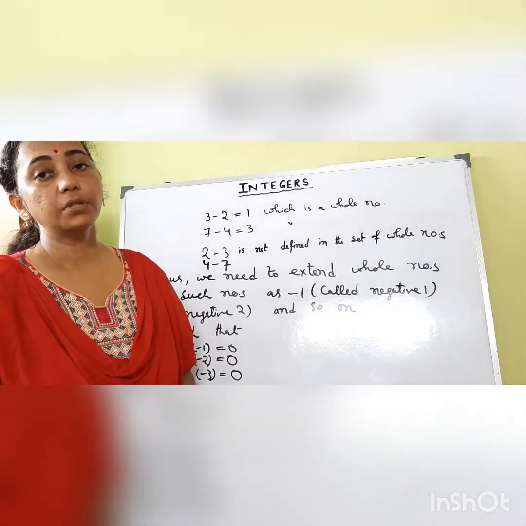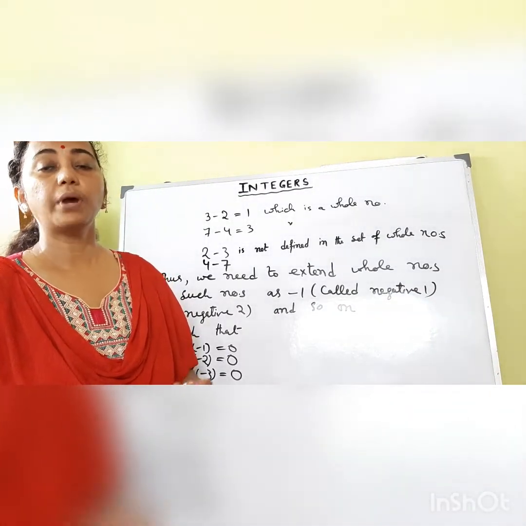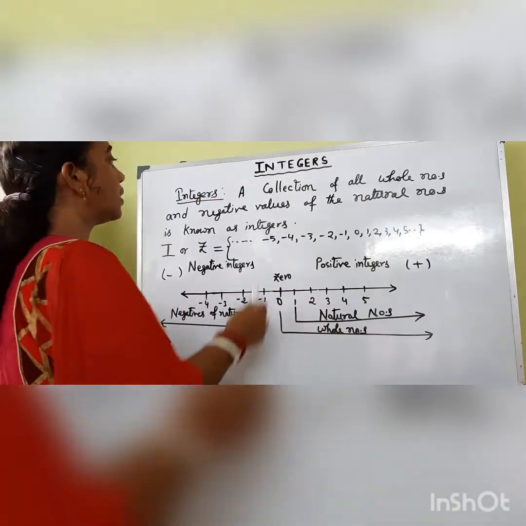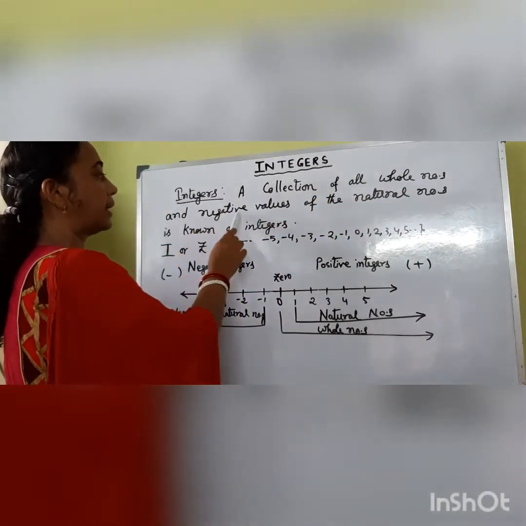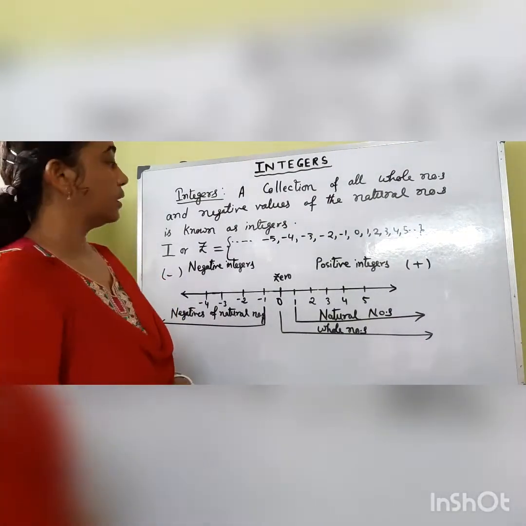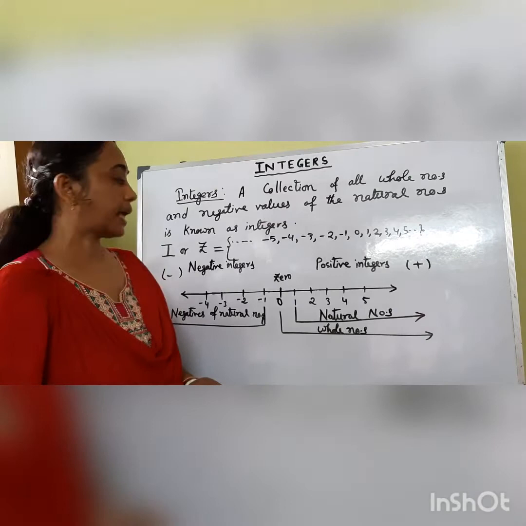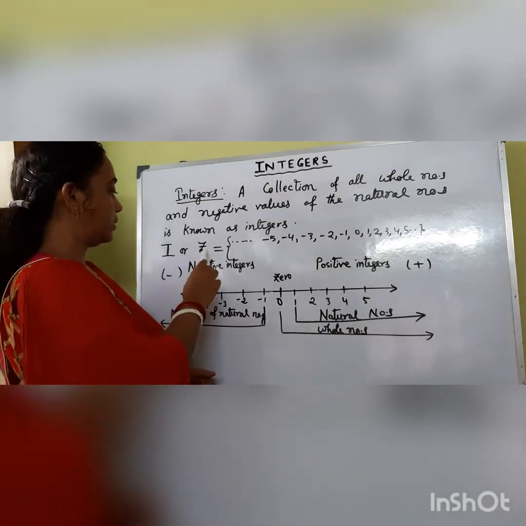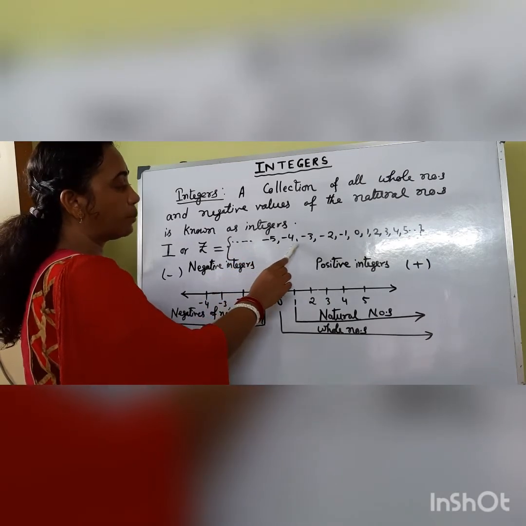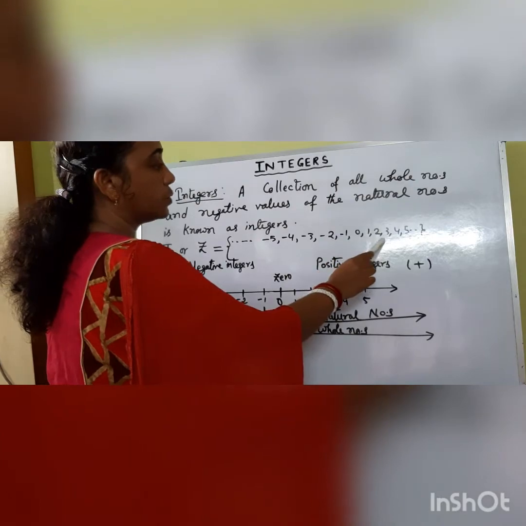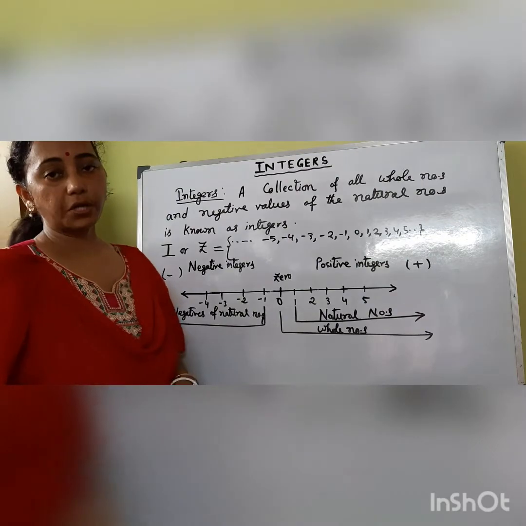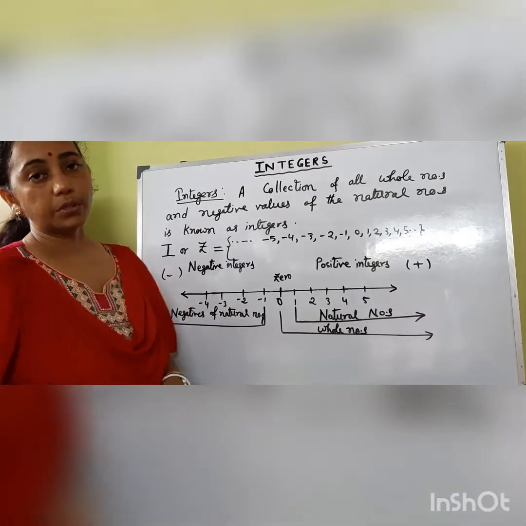So, the set of whole numbers is extended to another system of numbers called integers. A collection of all whole numbers and negative values of the natural numbers is known as integers. Integers are generally denoted by the capital letter I or Z. So, Z is equal to, in brackets, dots on the left-hand side, then -5, -4, -3, -2, -1, 0, 1, 2, 3, 4, and so on. Both sides dotted show that there are infinite numbers of integers.